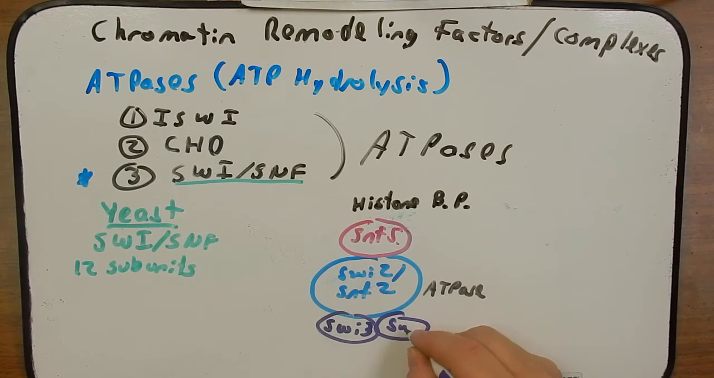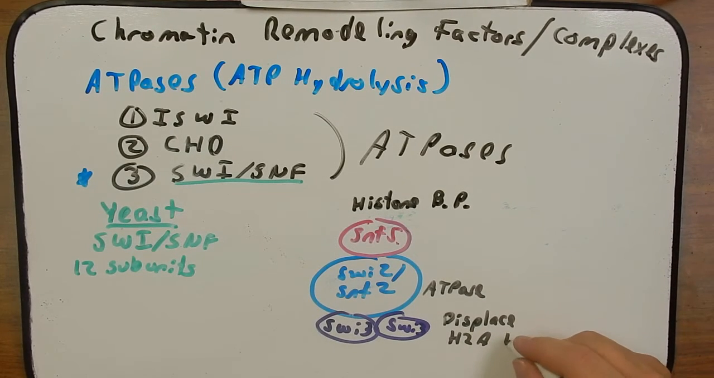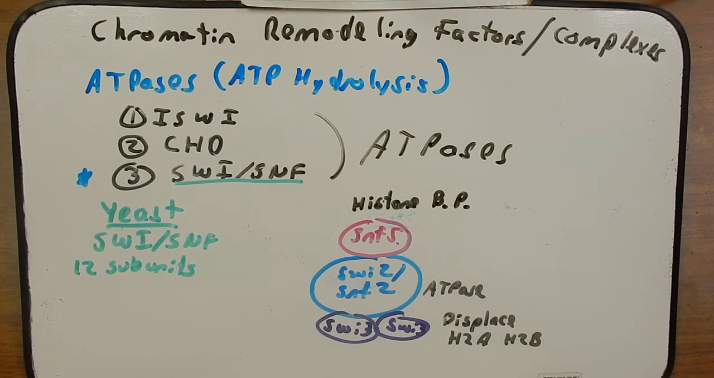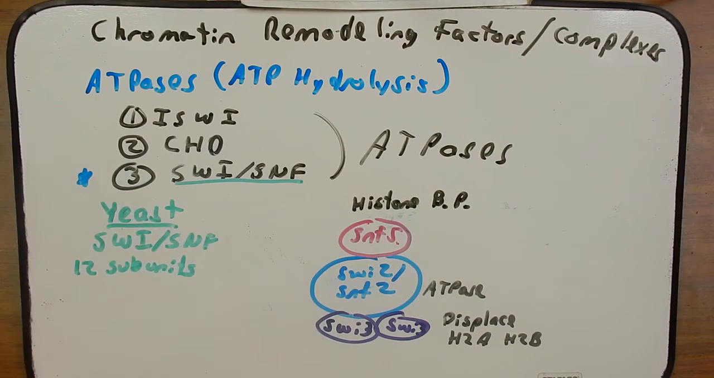The next one I'm going to discuss real quick is SWI3. 2 subunits bind here, and its job is to displace H2A and H2B from the nucleosome. So when the gene needs to be activated, SWI3's job is to remove these 2 histones. Just like SNF5 here, it also will go back and forth from the cytoplasm and the nucleus.